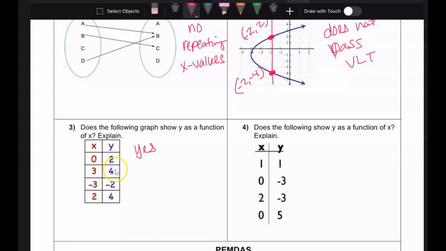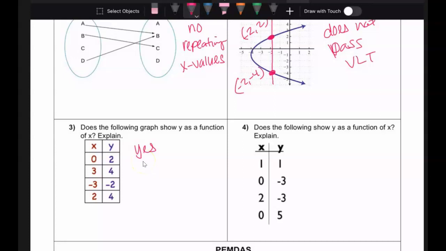Now you might have noticed that there are repeating y values. You'll notice there's a 4 here and a 4 here. But we don't care about repeating y values. We only care about repeating x values. So since there are no repeating x values, it is a function.